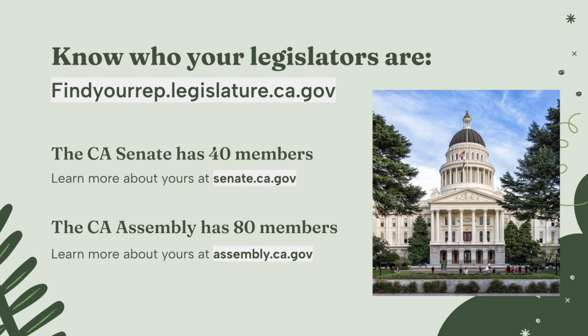findyourrep.legislature.ca.gov. To find out more information about your representatives, such as their phone numbers, email addresses, and in-district office locations, go to their Senate and Assembly websites. These are linked on findyourrep.legislature.ca.gov after you put in your location. You can learn more about your legislators by navigating to senate.ca.gov and assembly.ca.gov.